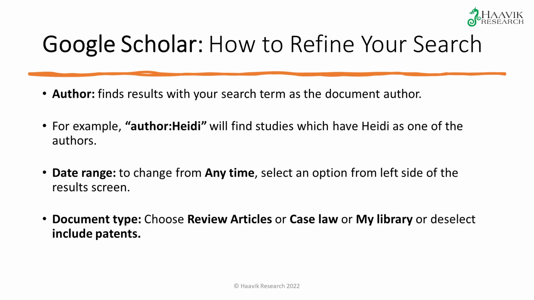The document type is also quite useful, so you can choose to select only looking at review articles, for example, or just case law, or my library, or you can deselect including patents, which we've done before anyway. It's very useful sometimes to just narrow it down. Quite often I'll start a search and I'll look for review articles first. What is known? What are the reviews on this topic? And then I might specifically go in and look at the individual articles on that topic as well. But by then I already have an idea of what's available.